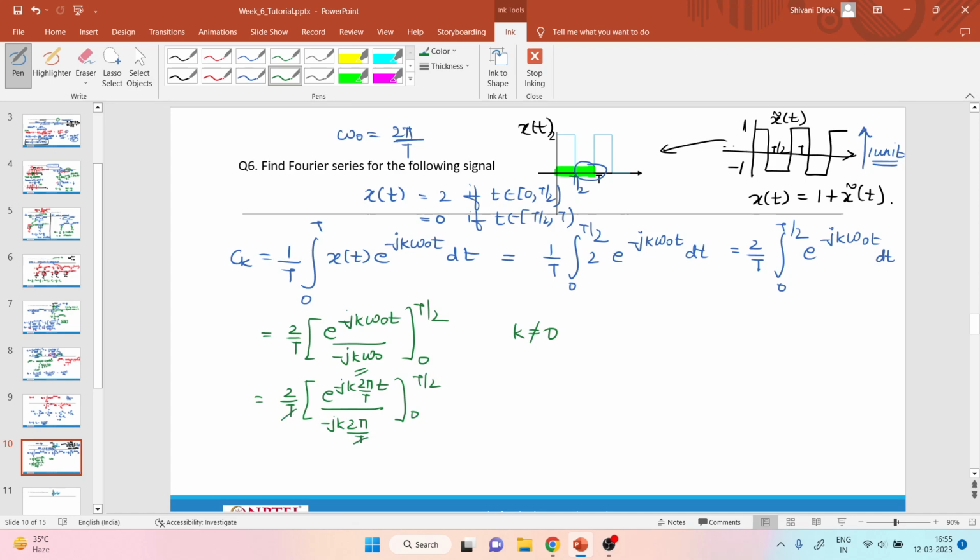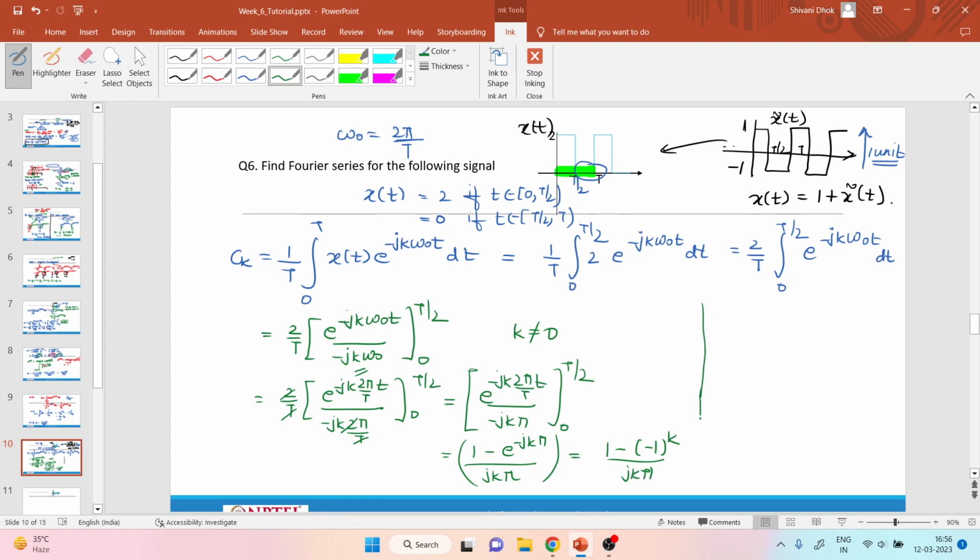This T and this T get cancelled. Similarly, this 2 and this 2 get cancelled. This is equal to e power minus j k 2 pi by T t upon minus j k pi from 0 to T by 2. Now if I substitute it, this comes out to be 1 minus e power minus j k pi upon j k pi, and again we have seen that e power minus j k pi is simply minus 1 to the power k, upon j k pi.